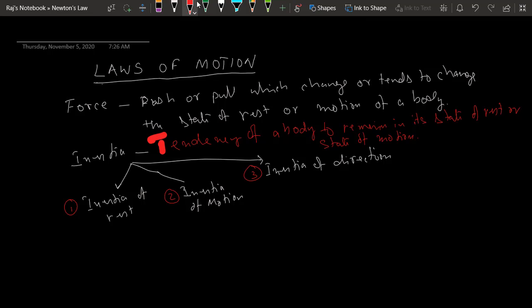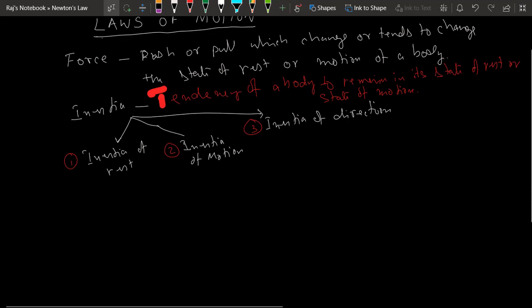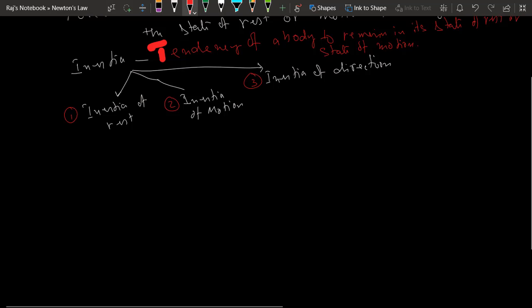So the inertia of rest. Suppose this is a bus. A man is standing inside the bus. The driver suddenly starts the bus, suddenly the bus moves, and the lower part of his body starts moving. This is inertia of rest.